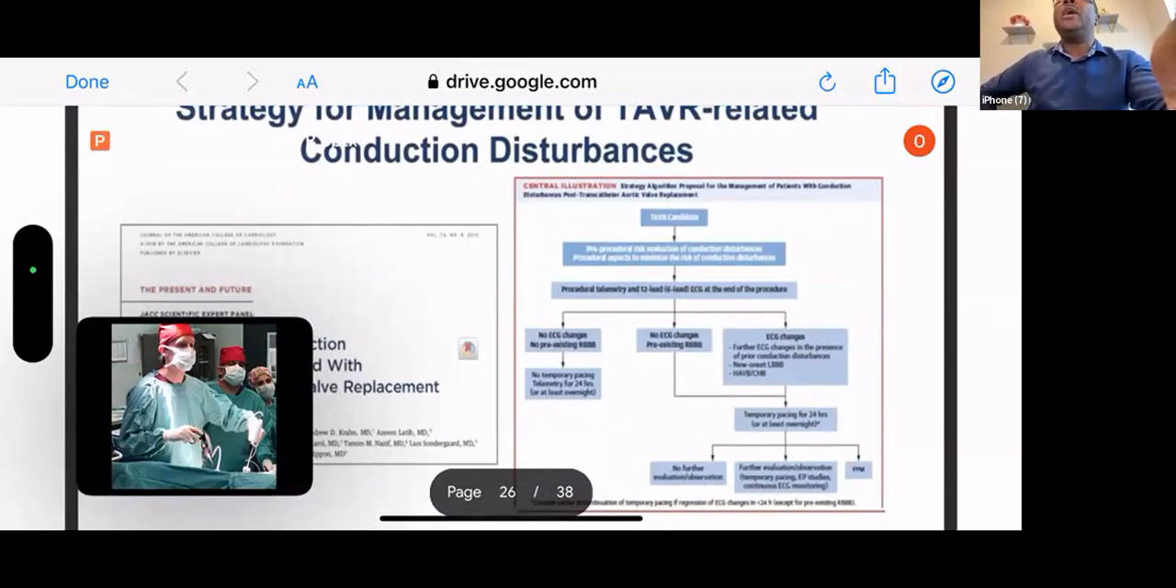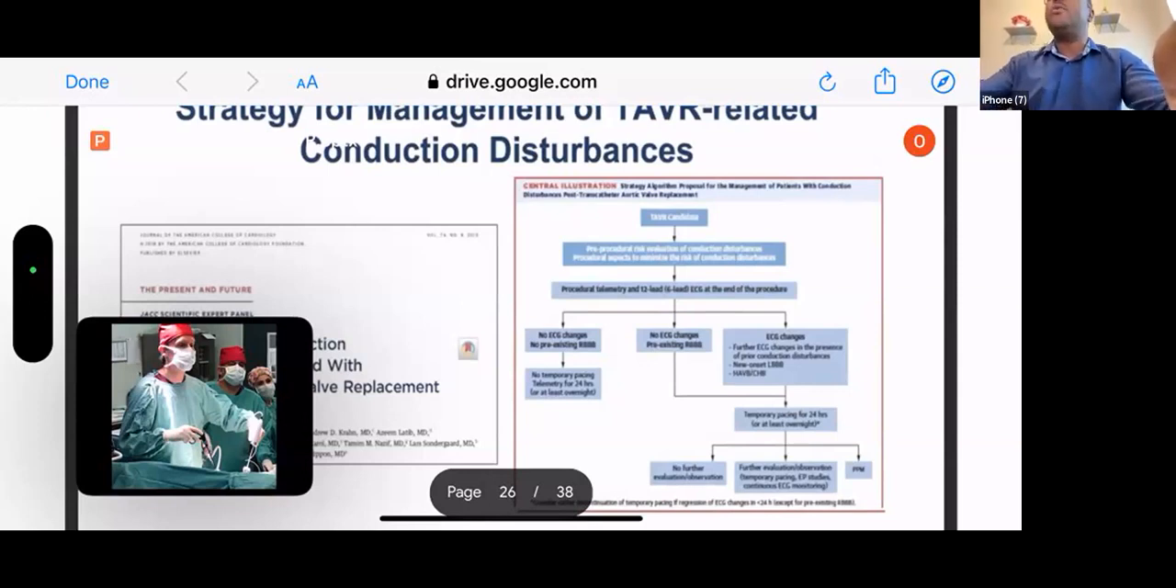So if a patient did not have any ECG changes after the TAVR and also did not have a pre-existing right bundle branch block, we remove the temporary pacemaker just before the patient leaves the procedure room. If they have some ECG changes or they have a pre-existing right bundle branch block, then we keep the temporary pacemaker for at least 24 hours overnight. And then we see them again the next day, see if they have no further episode, then you can remove the temporary pacemaker. But if they have a need for that, you may consider a permanent pacemaker.